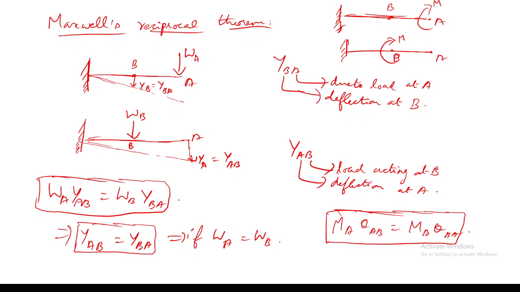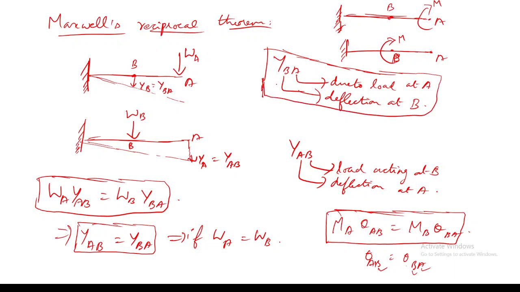Okay, here I can't equate the deflection. Here the only thing I can equate is the slope. If I have the same n value, then theta AB equals theta BA, meaning the slope at A due to the moment at B equals the slope at B due to the moment at A. This is the convention which we are following. From this convention you can actually generalize it to theta also. Is it clear?